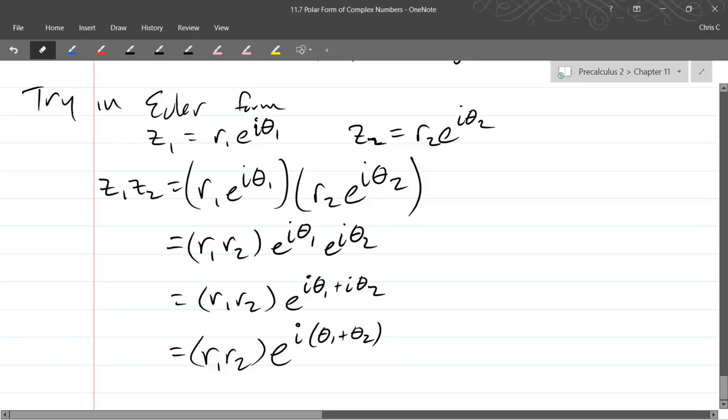Which one was more fun? Euler form? Yeah, we didn't have to go and look anything up. We just had to remember algebra. So we're going to do division, and let's get lazy and just do it in Euler form. So we'll do division in Euler form and see what we get.